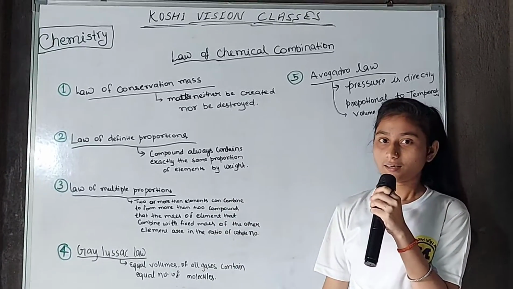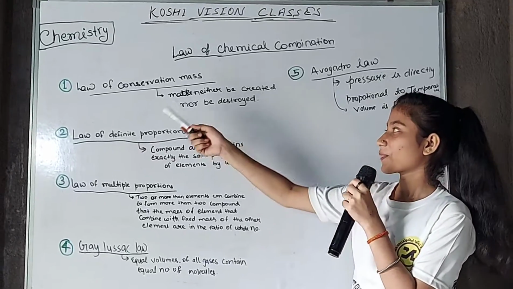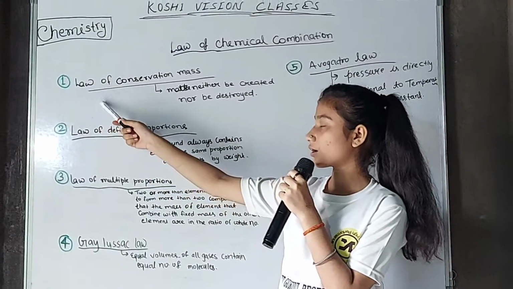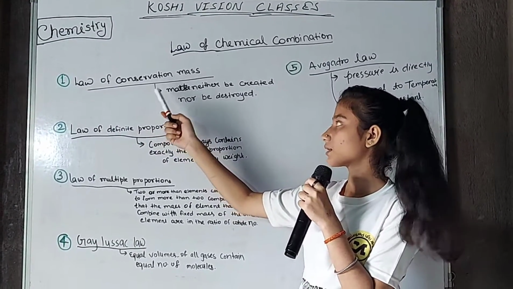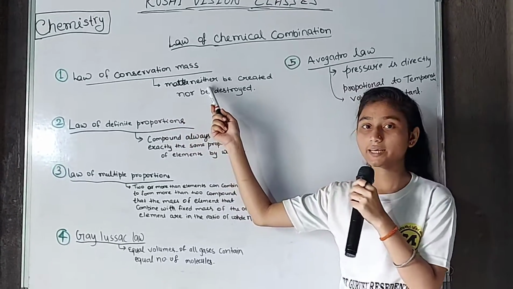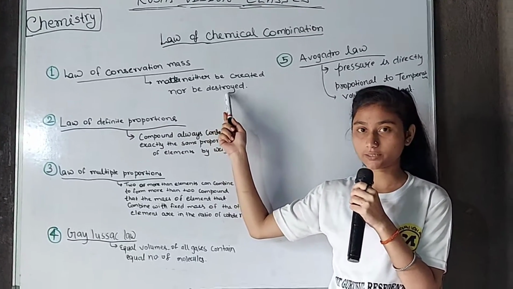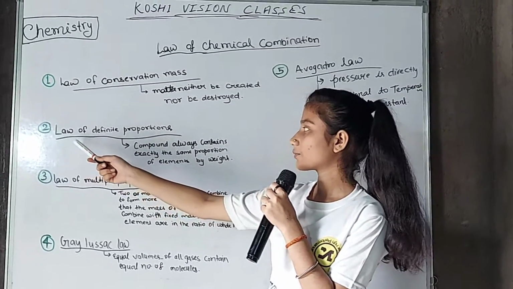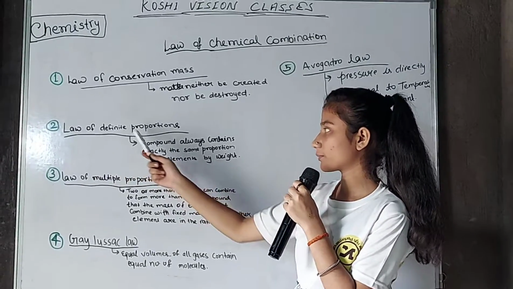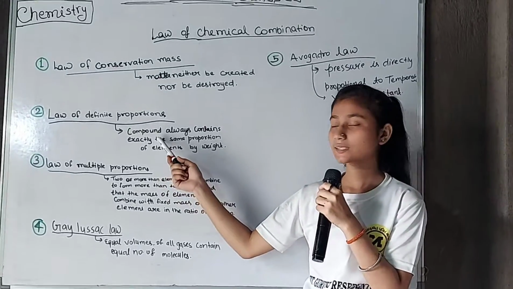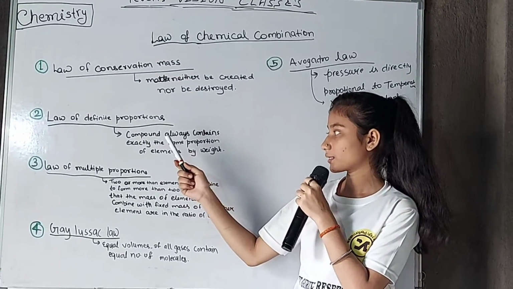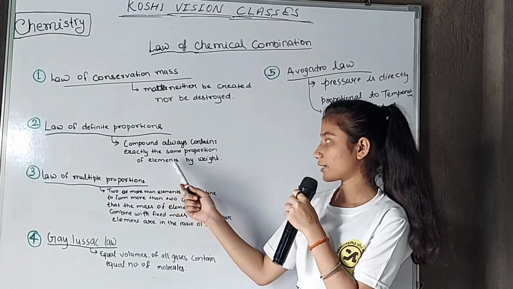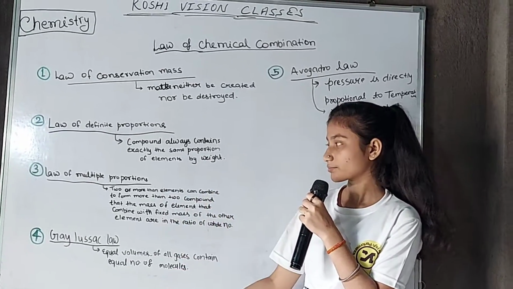Combination, from chemistry. The first law is the law of conservation of mass. The first law says that matter can neither be created nor be destroyed. Then the second law is the law of definite proportions. It says that a compound always contains exactly the same proportion of elements by weight.